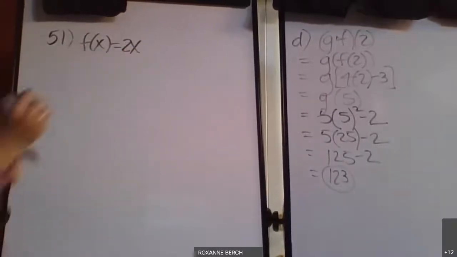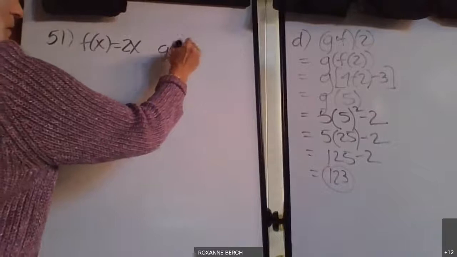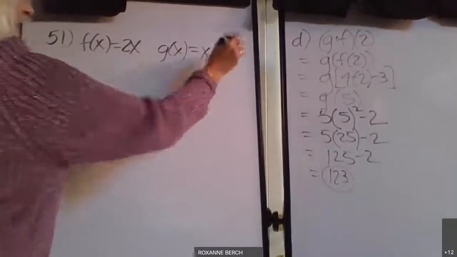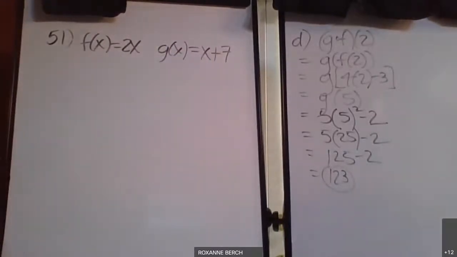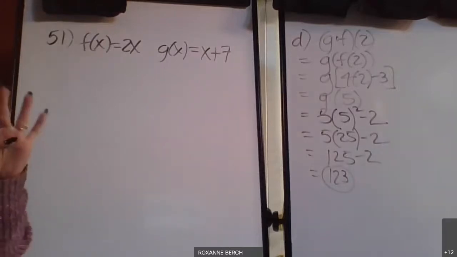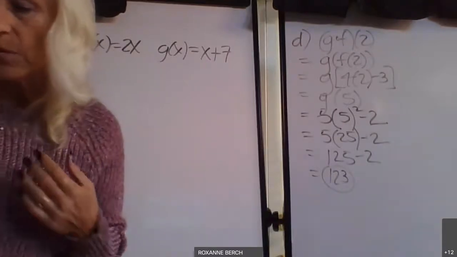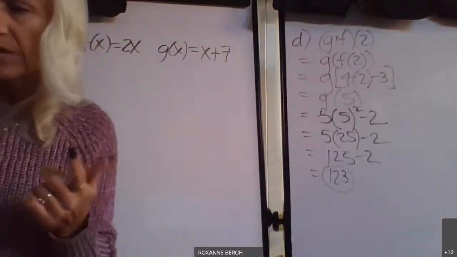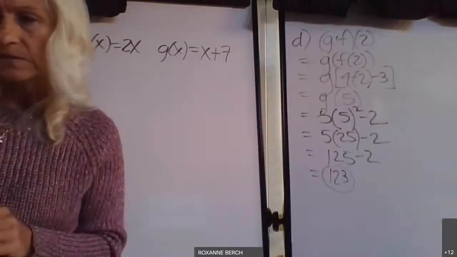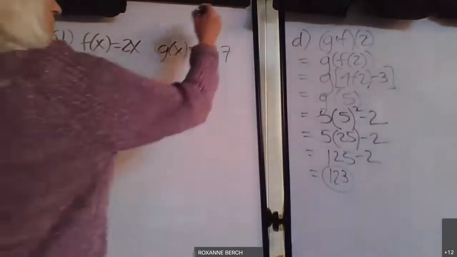And g of x is x plus 7. So they're both linear. And you're required to do 4 compositions. It's 11:24, and I'm going to give you 15 minutes. So 11:40.